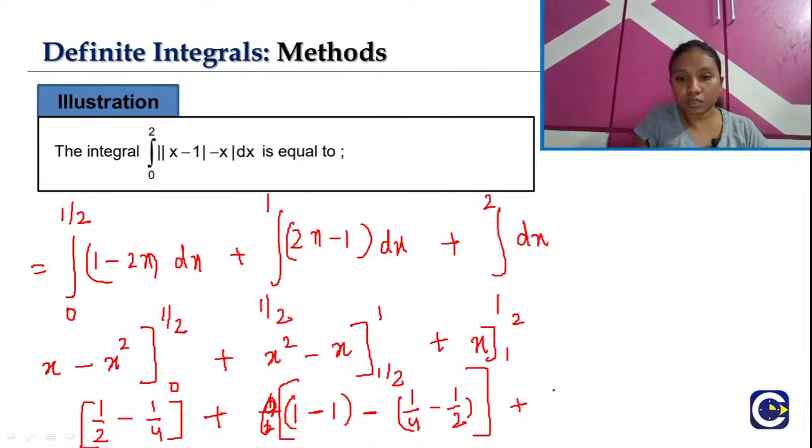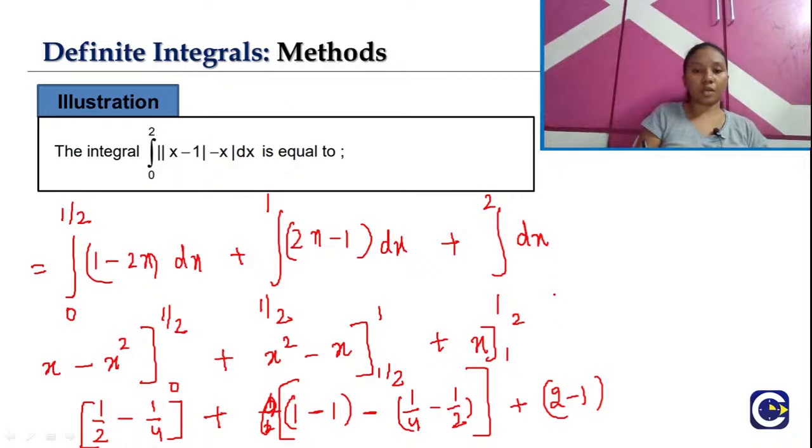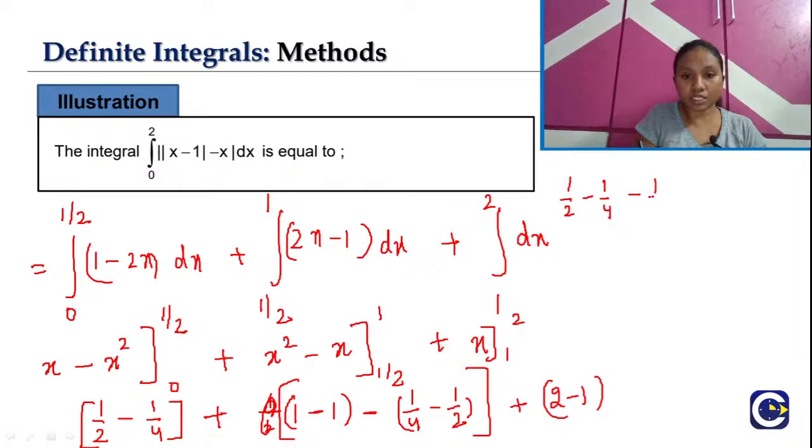And for the third term, it will be 2 minus 1. Right. So 1 by 2 minus 1 by 4 we have here. 1 by 2 minus 1 by 4. So 1 minus 1 will be 0 anyway. And then we have minus 1 by 4 plus 1 by 2. Plus 2 minus 1 will be 1. So this term after expanding is minus 1 by 4 plus 1 by 2.